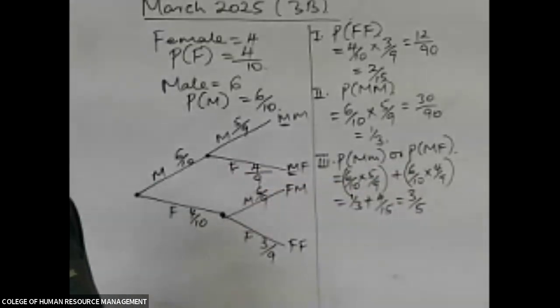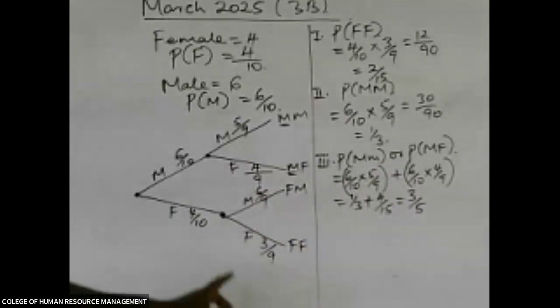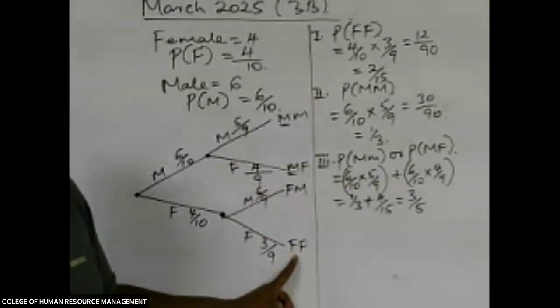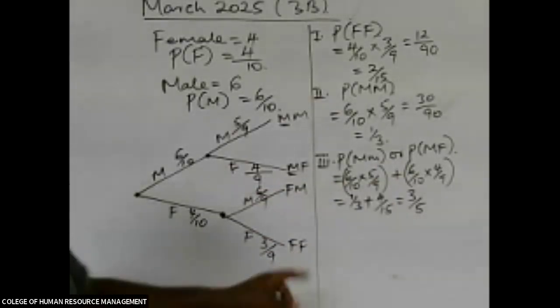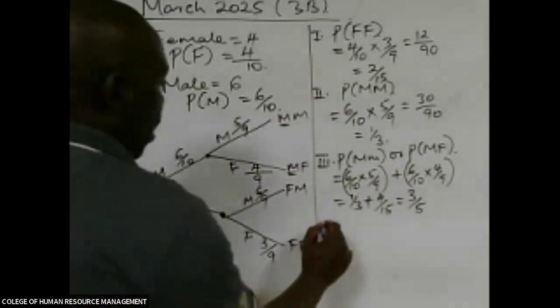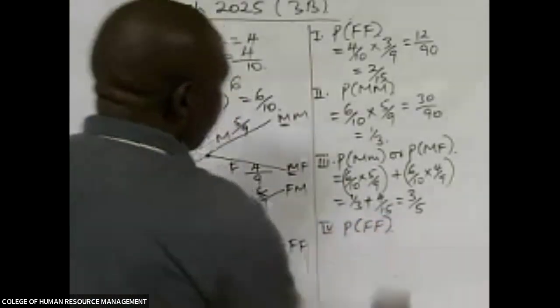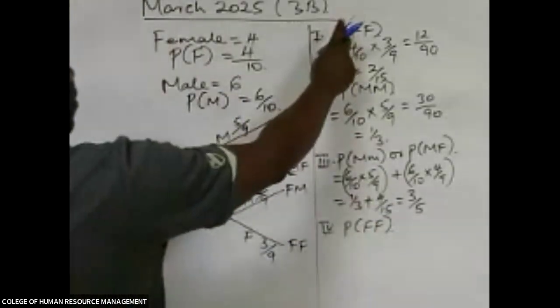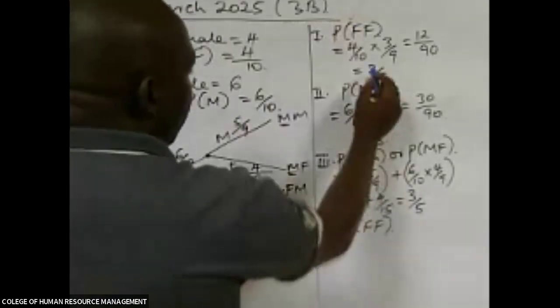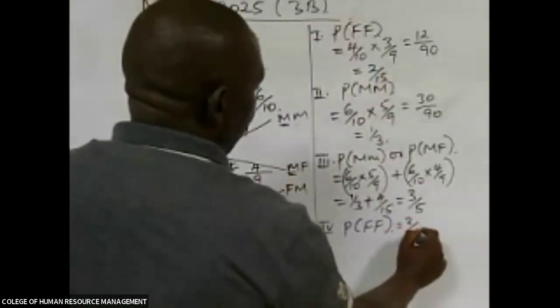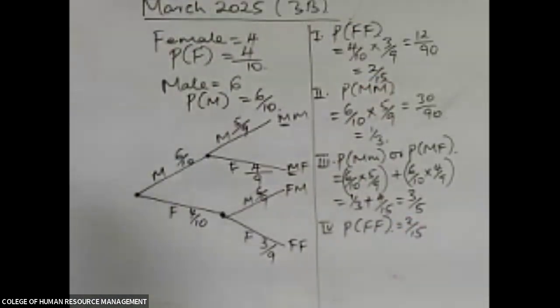No male employee is selected. If no male employee is selected, then it means that both of them are female. The two representatives are both female. So we are talking about FF. We are talking about the probability of female, which is the same as this one, which is the same as 2 over 15. Both of them are female.